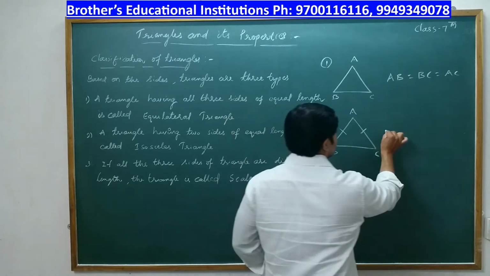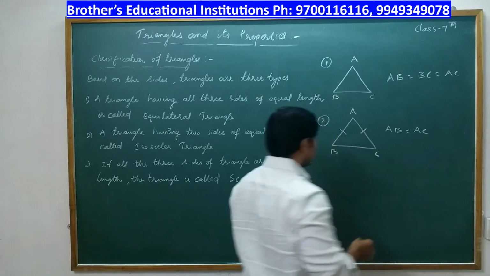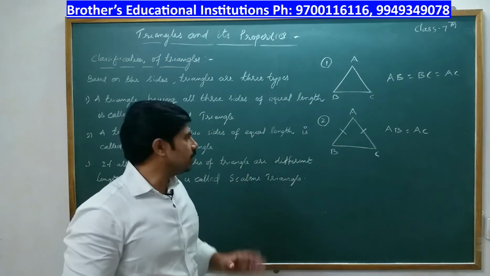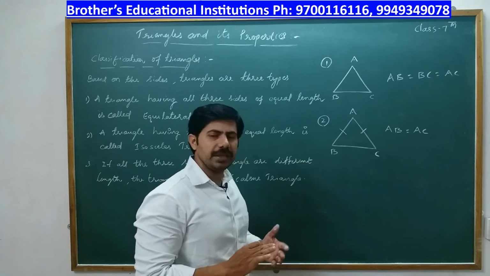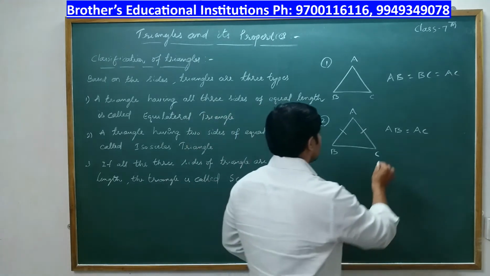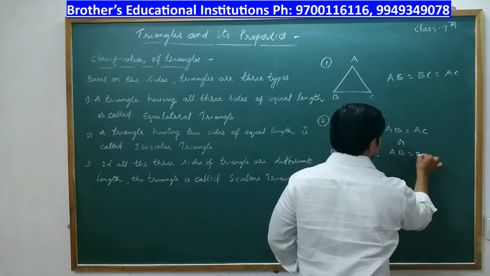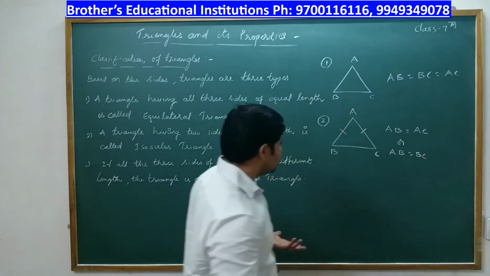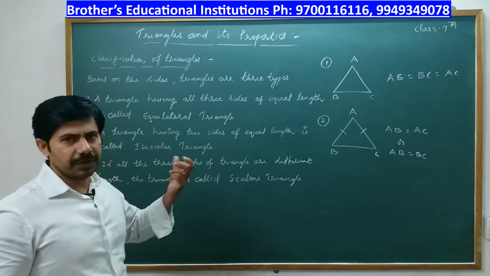Okay, suppose any two sides of a triangle are equal, then the triangle is isosceles. See here, AB is equal to AC or AB is equal to BC. Anything we can take, or any two sides you can take. AB is equal to BC, or you can take AC is equal to BC also, right? So then this triangle is known as isosceles if any two sides are equal.